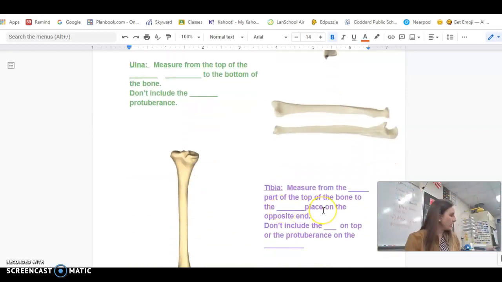And then on the ulna, oops, this one's not right side up, but this is the top, because think about this.